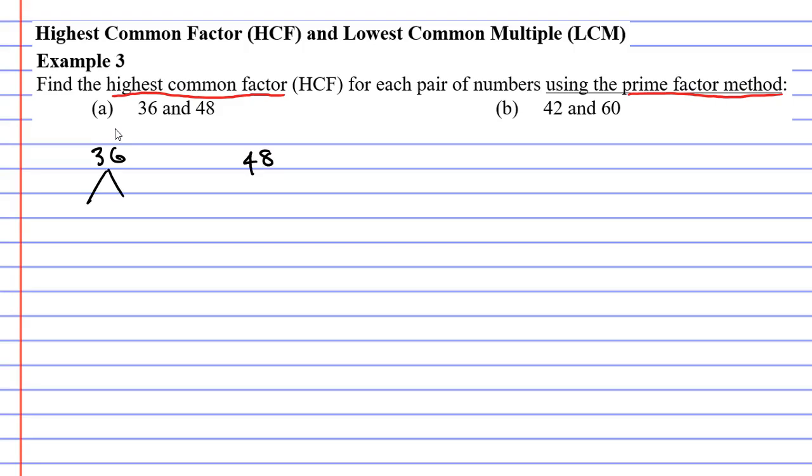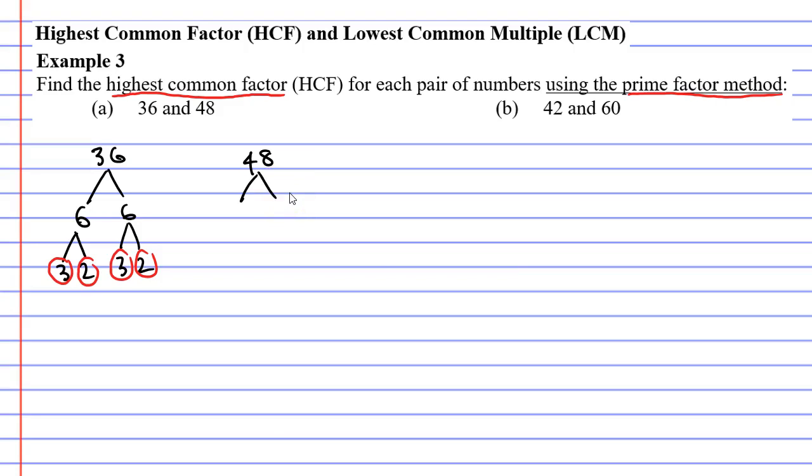So what multiplies to make 36? I get 6 times 6. And then I branch out from the 6's. What multiplies to make 6? 3 times 2 and 3 times 2. Remembering that when we reach our prime numbers, we circle them. Our branches can't go out any further.